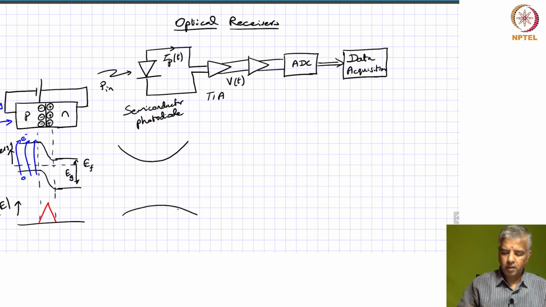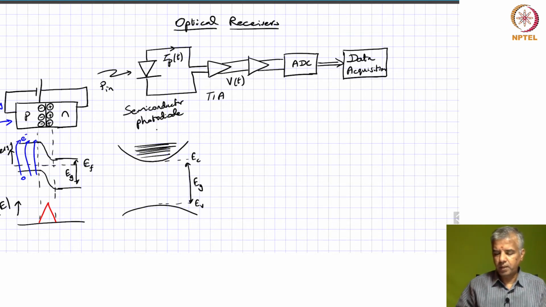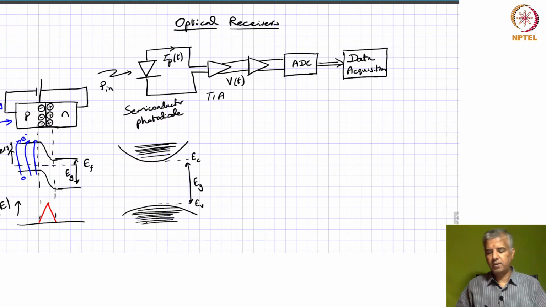This is your valence band, and this difference in energy corresponds to Eg. So this is EC, this is EV, and then of course there are a lot of these different levels that are possible, and as we go away from the band edge, you're going to have a higher density of energy levels and so on.